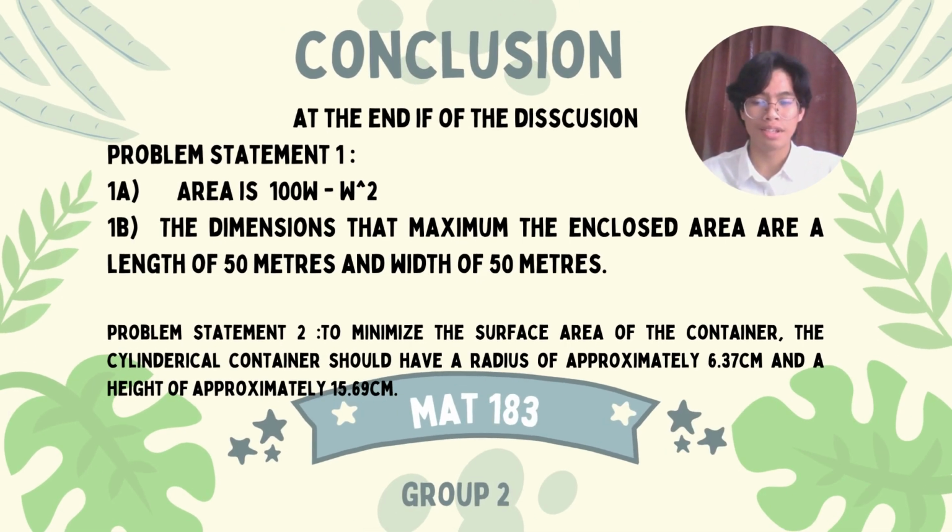At the end of the discussions, we have solved all the problems and found all the answers for all the questions. For problem statement 1a, we know the area is 100W minus W squared. And for 1b, we know the dimensions that maximize the enclosed area are a length of 50 meters and a width of 50 meters. For problem statement 2, to minimize the surface area of the container, the cylindrical container should have a radius of approximately 6.37 centimeters and a height of approximately 15.69 centimeters.